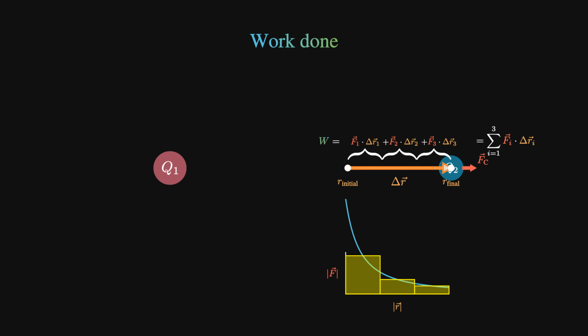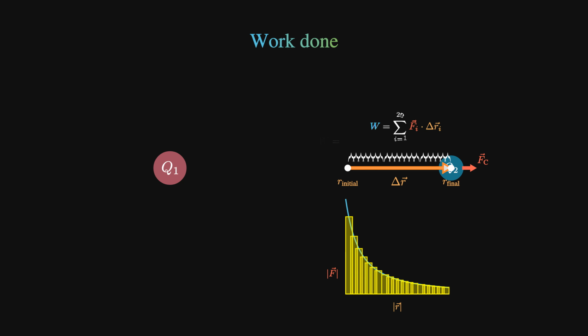For each small segment, the work done is just the force times the displacement of that segment, so the dot product of F and delta R, where F is just the Coulomb force at the midpoint of that segment. So the total work is the sum from the initial starting point R initial to the final point R final, of the forces dotted with each segment's displacement. The more segments we take, the more accurate our result for the work becomes.